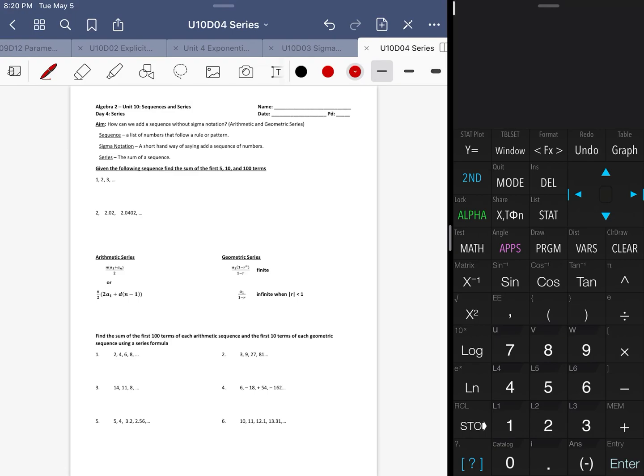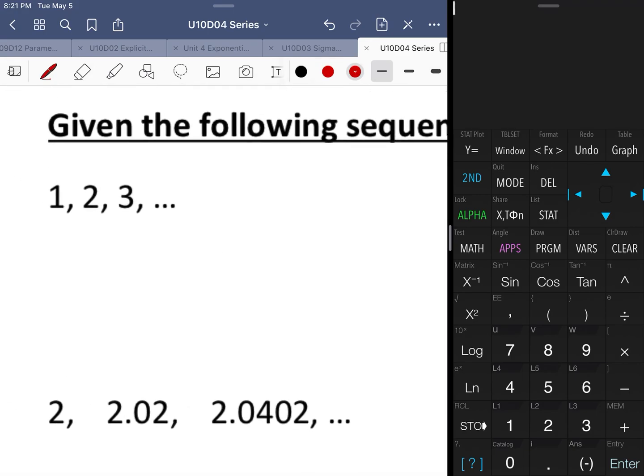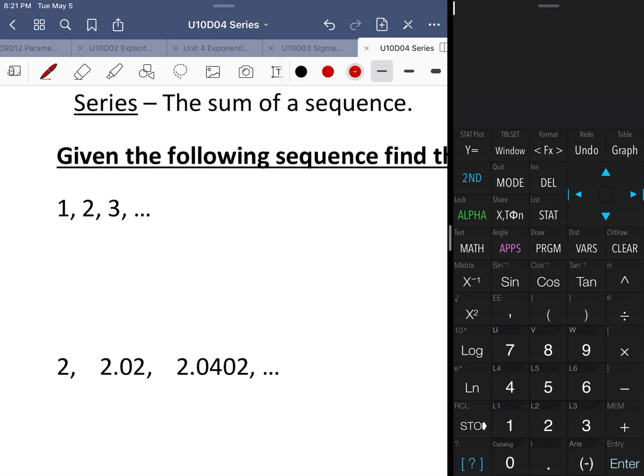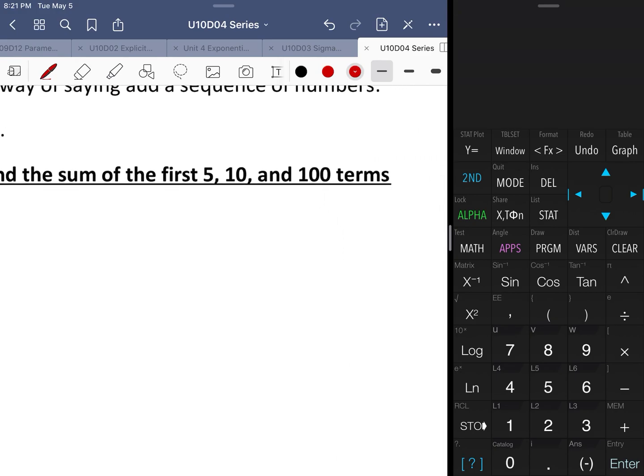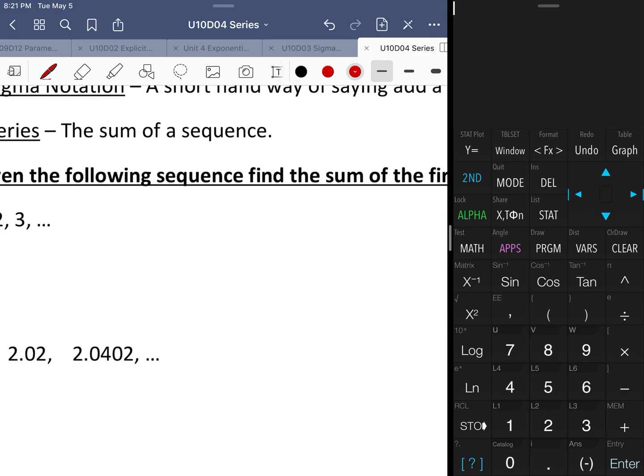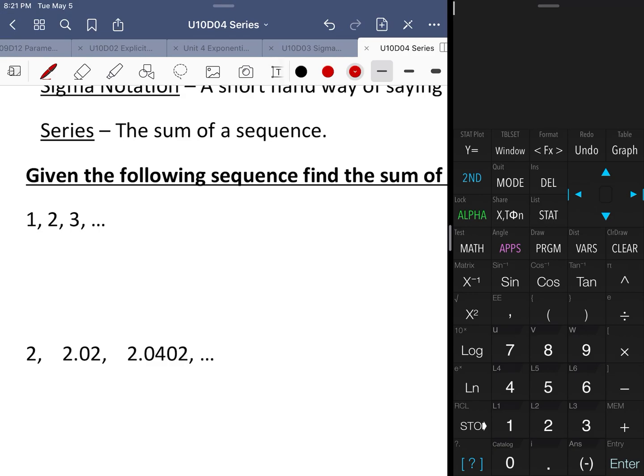So it's just a formula you can use to perform these sums without, I wouldn't say without using a calculator, but you can do without a graphing calculator that has summation in it. Let's take a look at the first two problems here. We are told, given the following sequence, to find the sum of the first 5, 10, or 100 terms, so all three of them.